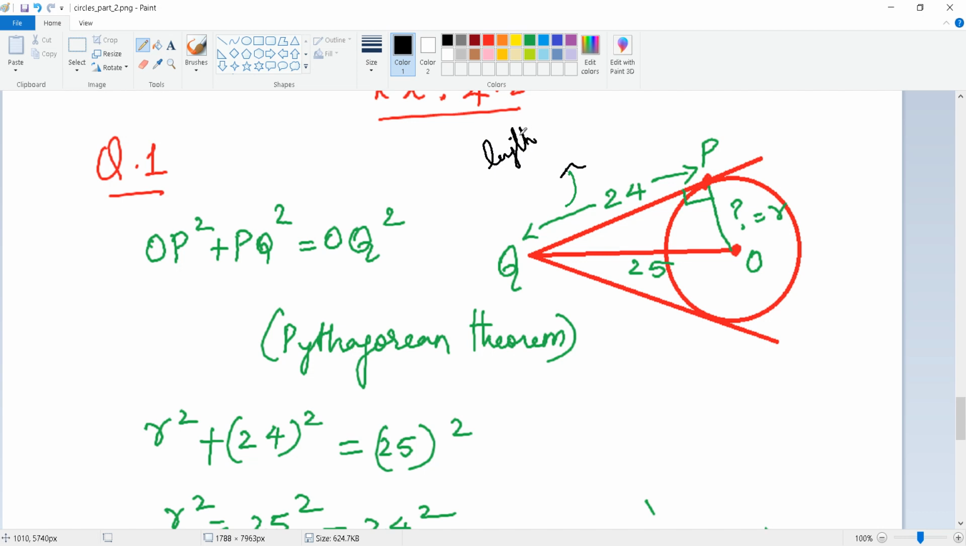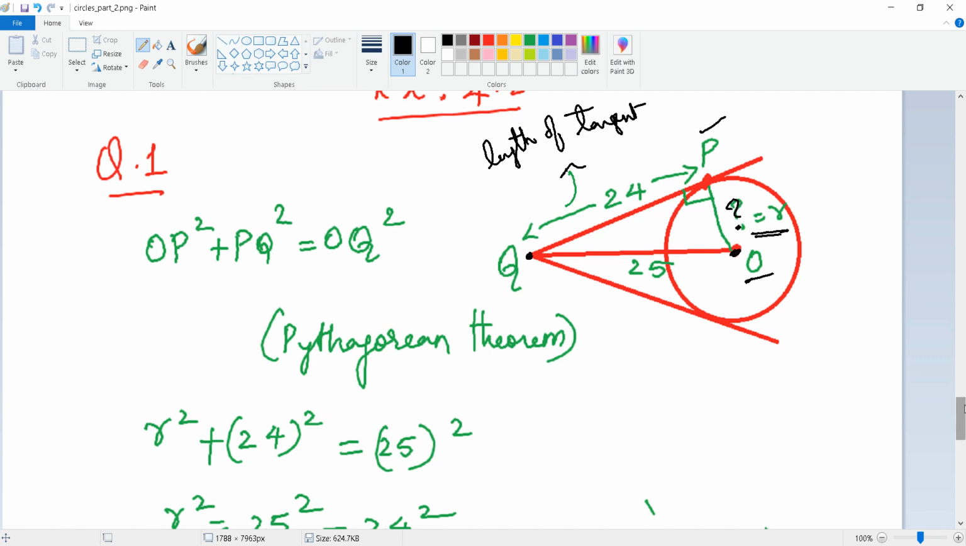The question says the length of the tangent is 24 and the distance from the point to the center of the circle is 25. I have written those in green pen. They haven't given any name to the circle or the point, so I have just named them O and P, and they are asking you to find the radius. I write this as r. This is what is not known to us, so I have put a question mark.